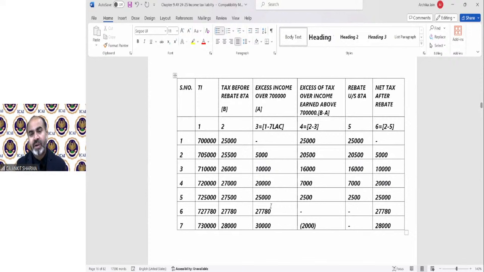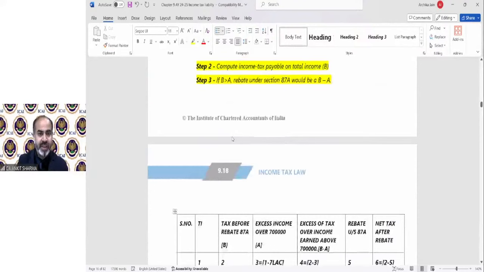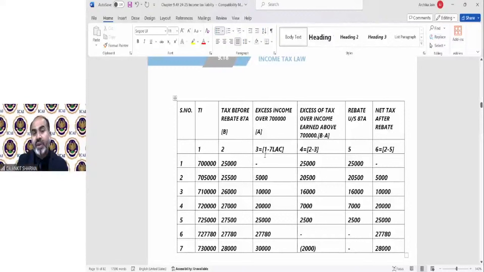These are the seven solved questions to make you understand what point number two of the rebate was saying. Suppose in example one, your total income is 7 lakh. Now tax on total income before rebate is 25,000. This is my point number B above. Now point A was saying you have to calculate total income minus 7 lakh. Because the total income is 7 lakh and the 7 lakh needs to be deducted, this will be 0.